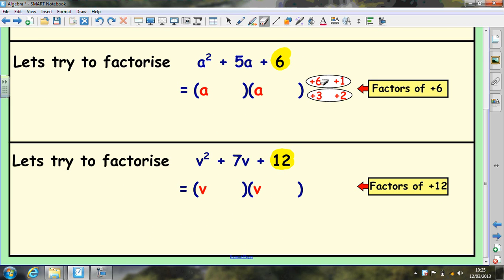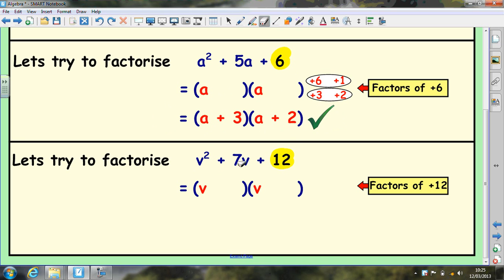Now if you add a 6 and a 1 together, you're going to make 7, but if you add 3 and 2 you get 5. That's our answer. So again, you can multiply this out to check. If you did the a times a, you get a squared. A times 2 would give you 2a. This would give you 3a, and if you add them together you get 5a's, and the 3 times 2 makes the 6.